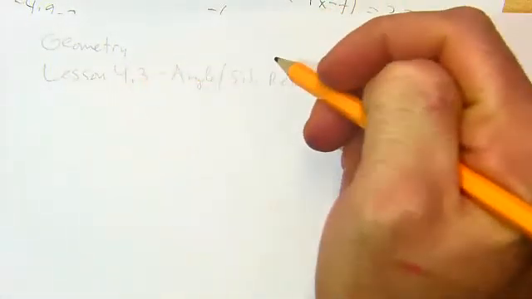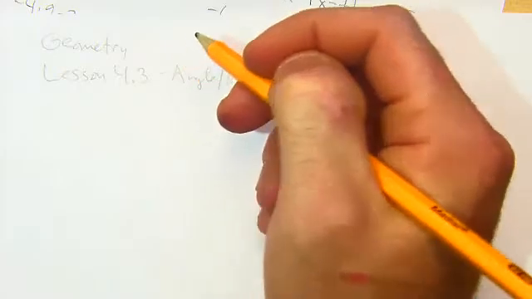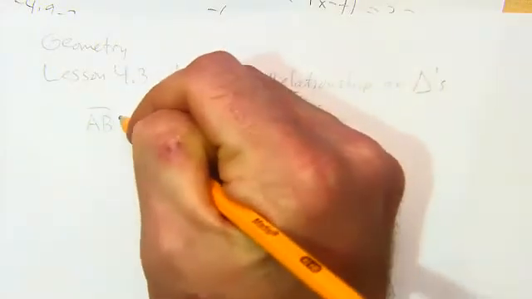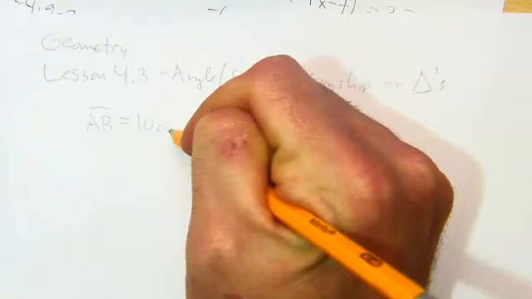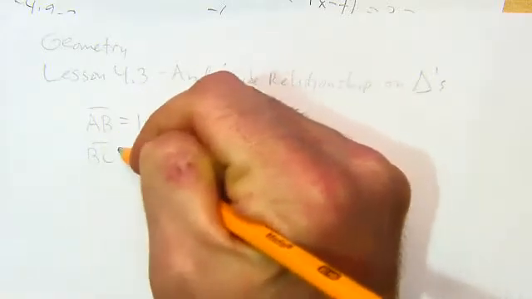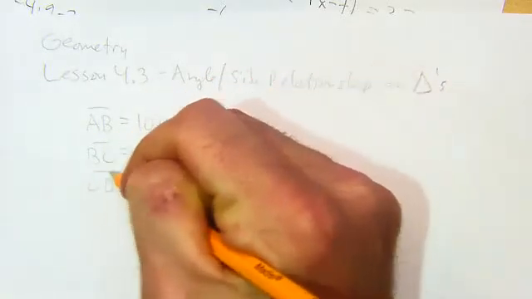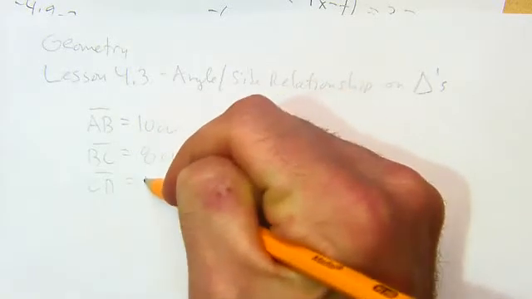Okay, lesson 4.3 is the angle side relationship on triangles. Pretty simple, be pretty quick here. I'll just give you two examples. So say you're given three sides on a triangle. AB is 10, BC is 8, and CD is, let's say, 4.